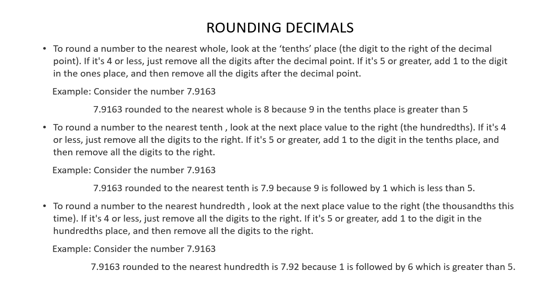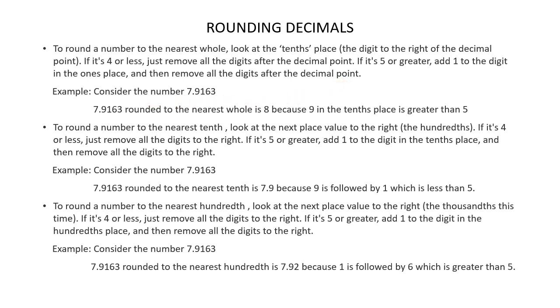Now let's learn how to round decimal numbers. To round a number to the nearest whole, look at the tenths place, the digit to the right of the decimal point. If it is 4 or less, just remove all the digits after the decimal point. If it's 5 or greater, add 1 to the digit in the ones place and then remove all the digits after the decimal point. Let's understand this with an example.